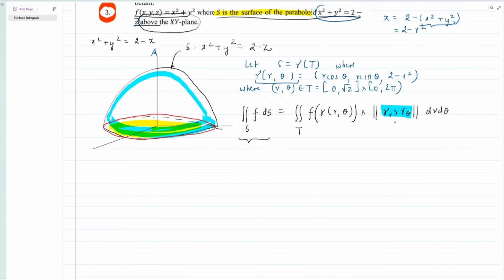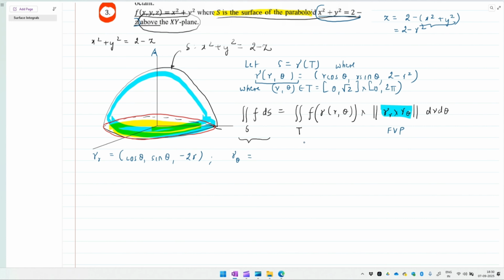Now we need to find out the normal or the fundamental vector product. For that I need gamma partial derivative with r. The first ordinate is r cos theta, so if I differentiate that with respect to r, I'll get cos theta. The second ordinate is r sine theta, which gives sine theta. And lastly, it's 2 minus r square, so that would be negative 2r. Likewise, gamma partial derivative with respect to theta is minus r sine theta, r cos theta, and 0.